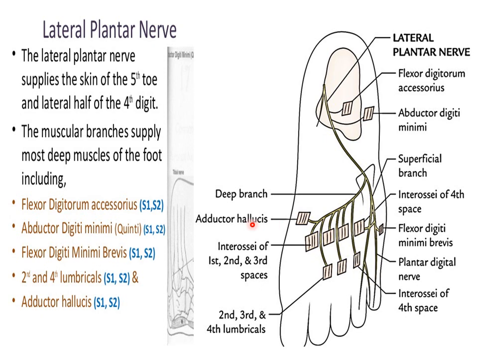Then we have the terminal branches of the tibial nerve. They are the medial plantar and the lateral plantar nerves. We shall discuss these nerves in detail. One vascular branch supplies the popliteal vessels. So these are the branches given in the popliteal fossa and in the back of the leg by the tibial nerve.